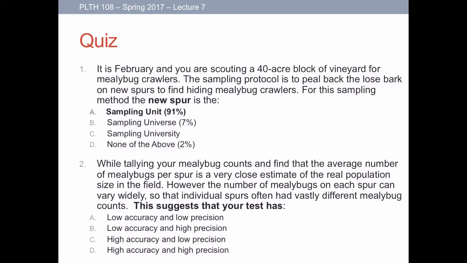Generally that one was a little easy. Most people got that it was a sampling unit. I was pleased that nobody answered sampling university. That would have been embarrassing.